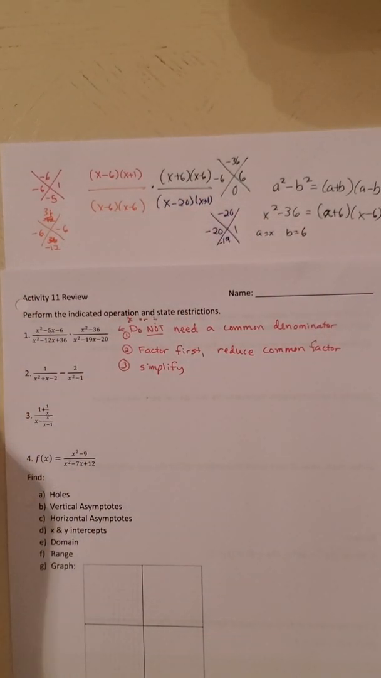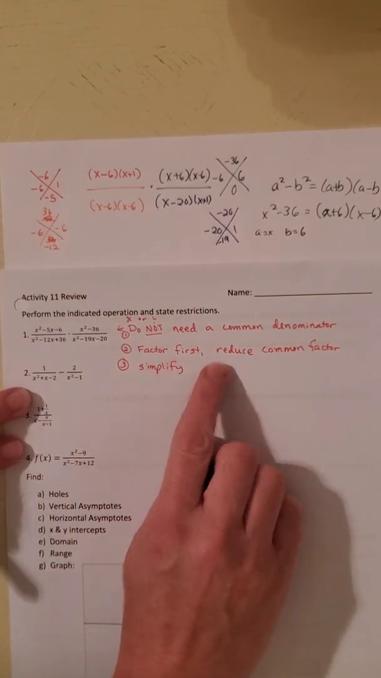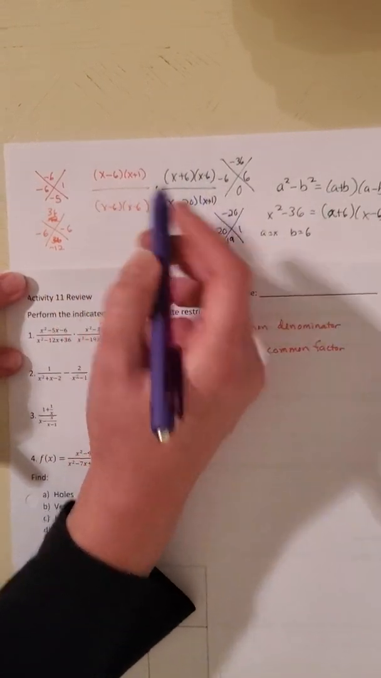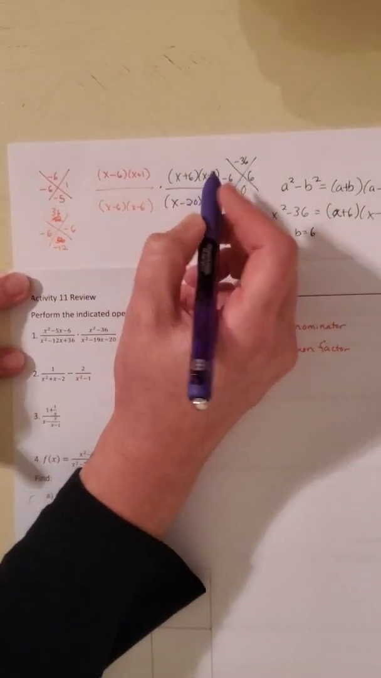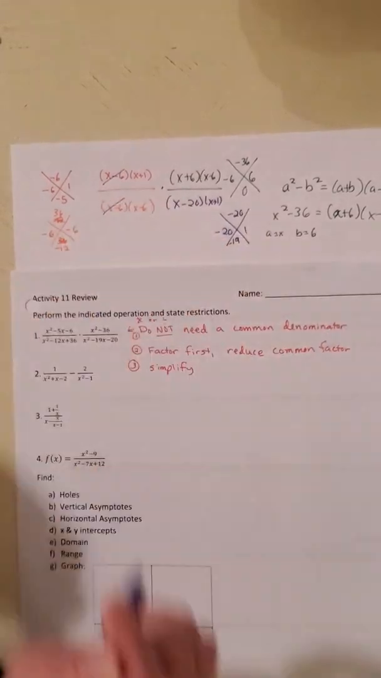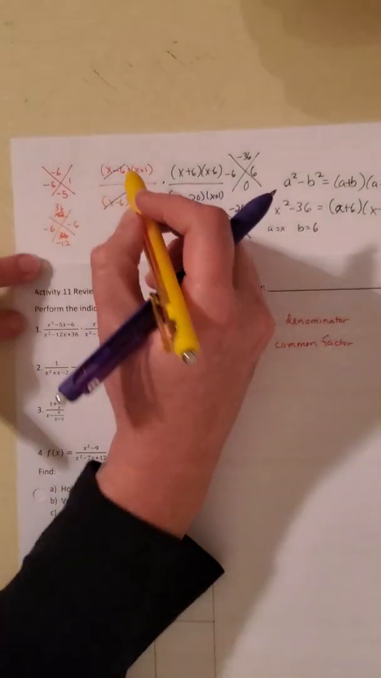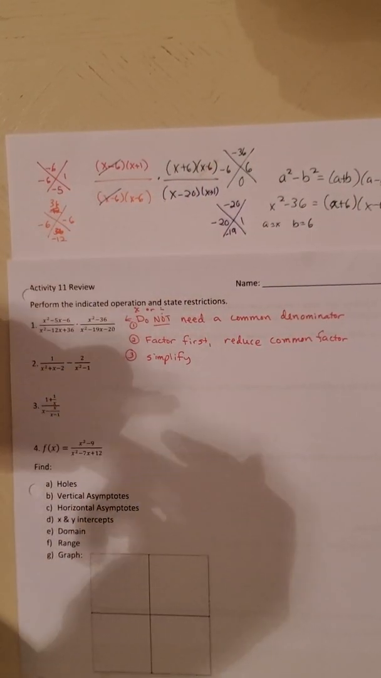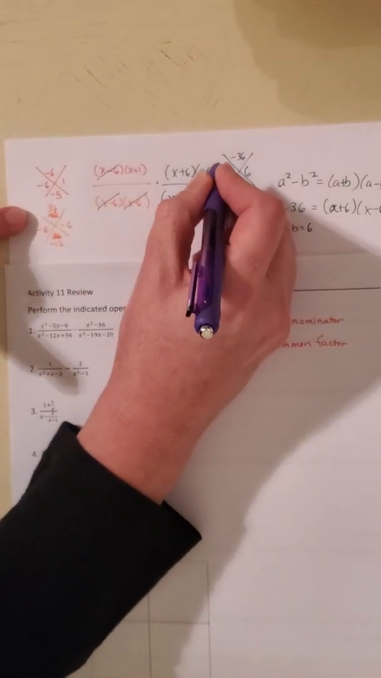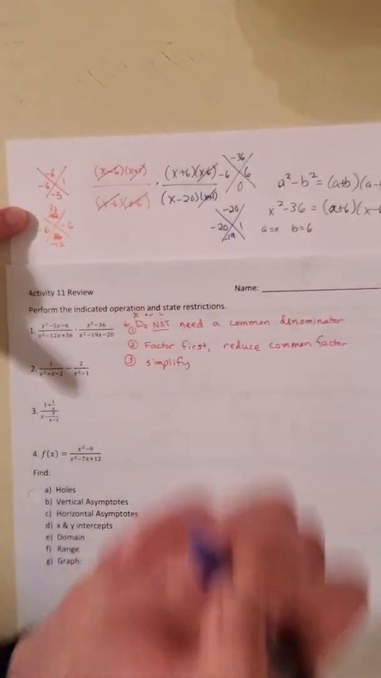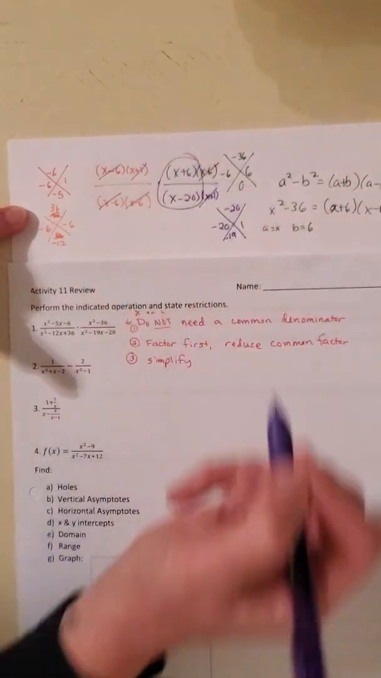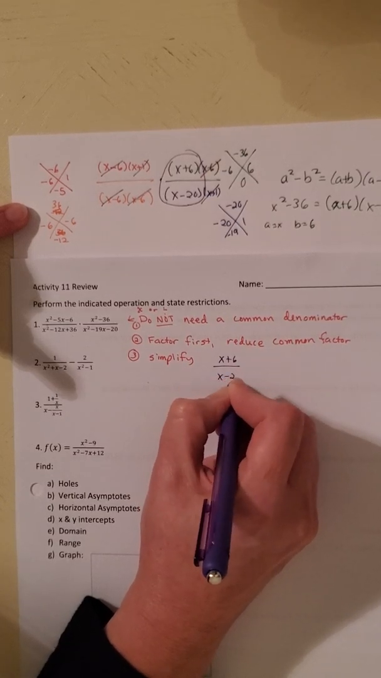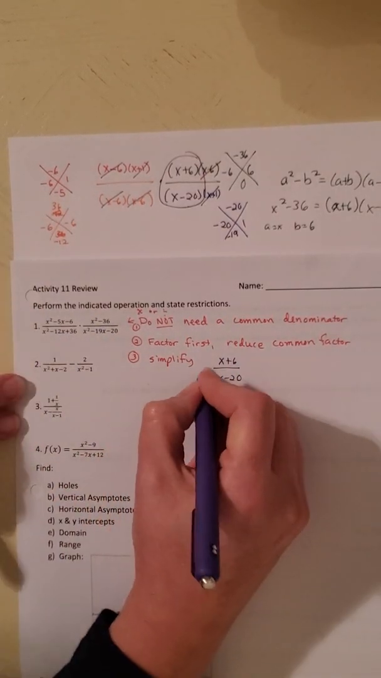All right, now we're going to check for common factors, right? So we factor first, reduce common factors. So common factors can be top to bottom, or they can be diagonally. One needs to be in the numerator and the other in the denominator. So for example, these two, they're common factors, they can cancel. Also these two, they're common factors, they can cancel. And finally, these two are common factors, so they can cancel. So all that's left is x plus 6 over x minus 20. All right, so that's number one.